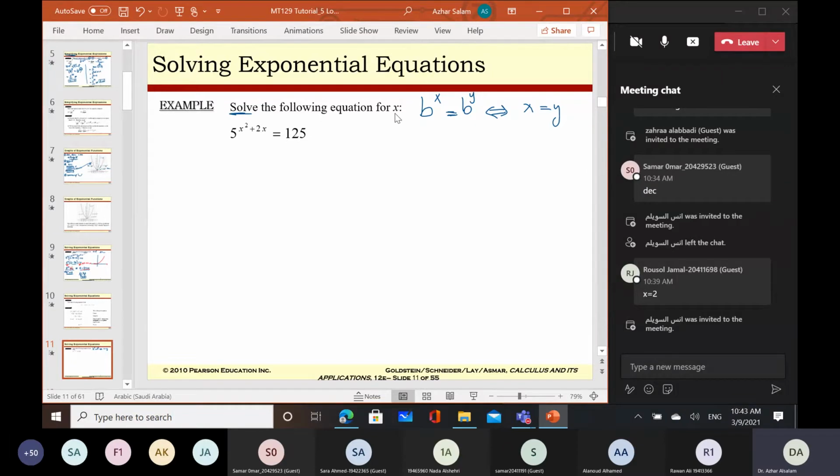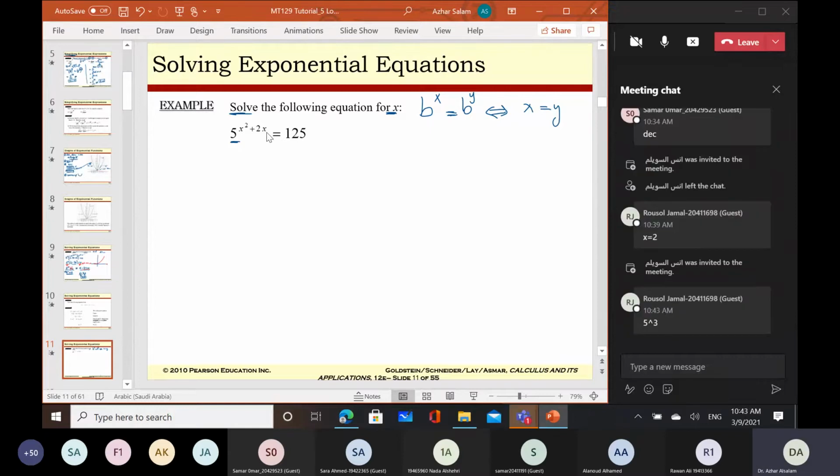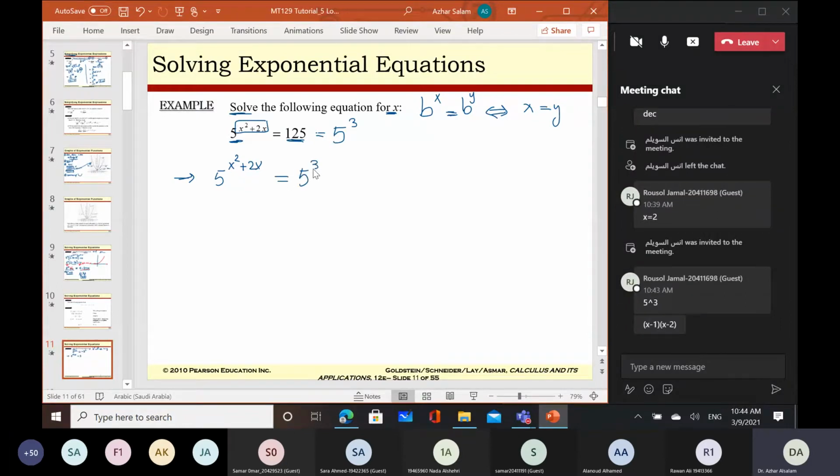The question is: solve the following equation for x. I have 5 to the exponent x squared plus 2x, and here I have 125. I will try to write it with the same base. I know that 125 is actually 5 to the power 3. Yes, it's correct. So here I have the same base. I rewrite it: 5 to the power x squared plus 2x equals 5 to the power 3. Notice that all of this is in the exponent, not only x.